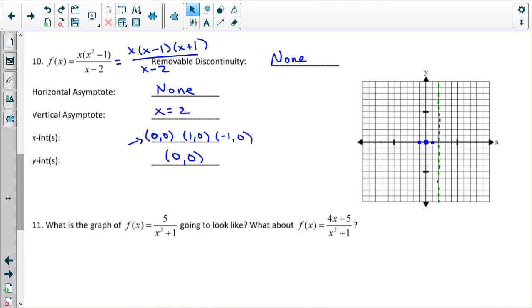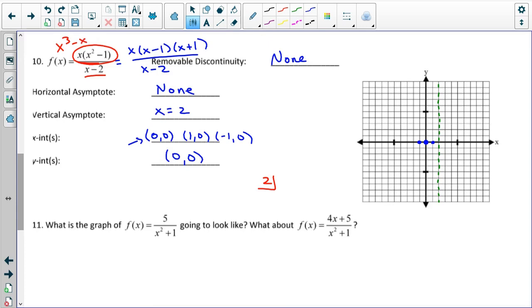Now, if I want to understand what's happening with these non-horizontal asymptotes, these slanted or oblique asymptotes, once again, what I'm going to do is take this function and divide it by x minus 2. So I'm going to do some synthetic division. The numerator is x cubed minus x, so that's 1, 0, negative 1, 0 for my synthetic division. So I end up with a 2 here.